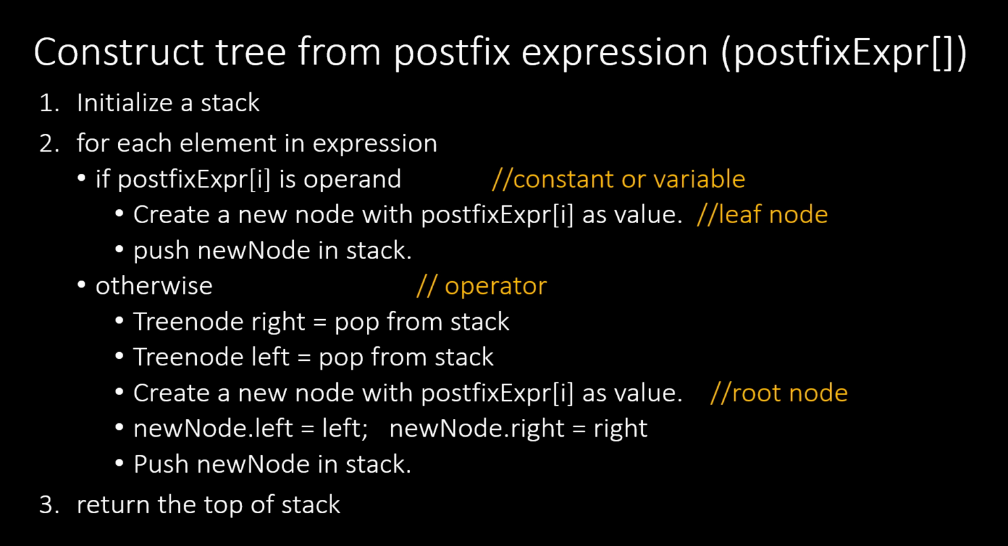First, we initialize a stack. Then, we iterate over the expression array and for each element there can be two conditions. Either the element is an operand or an operator. If it is an operand, we create a leaf node with a value and push this node in the stack. Otherwise, we pop two nodes from the stack and assign them to right and left respectively. Then, we create the root node with the operator value and assign the popped nodes to its left and right. After this, we push the root in the stack. Once everything is done, the stack will only have the root of the created tree. So, we return the top of the stack.